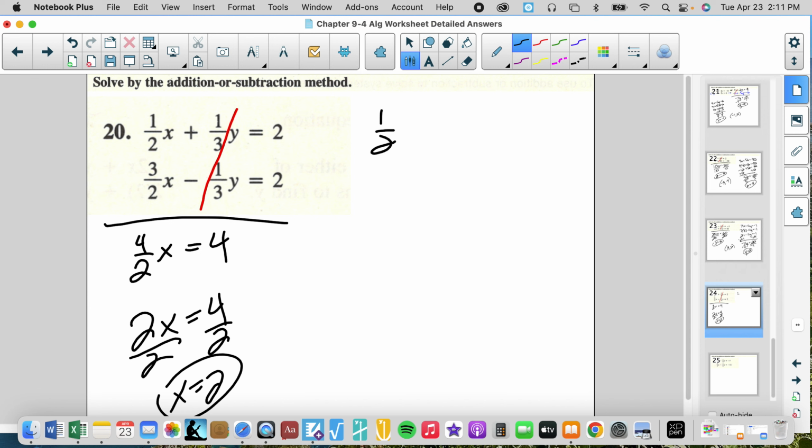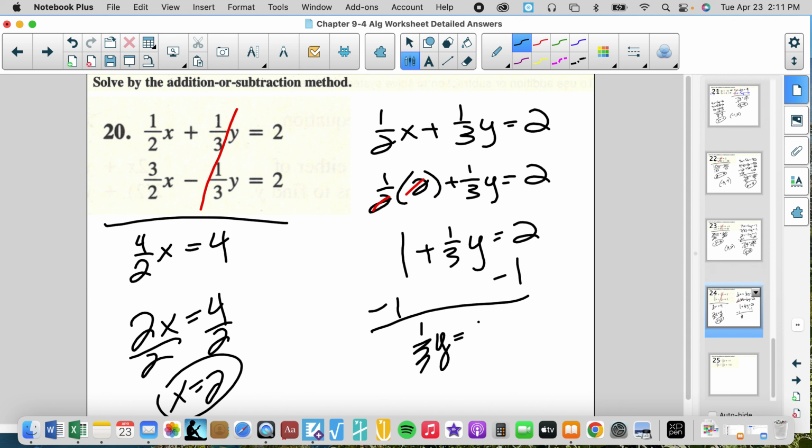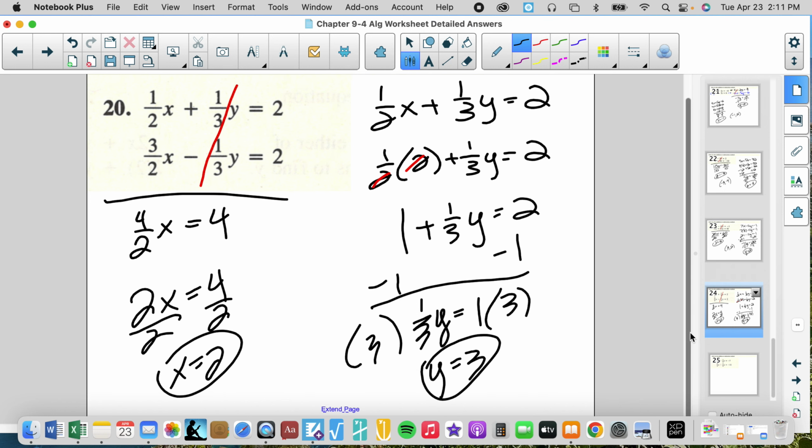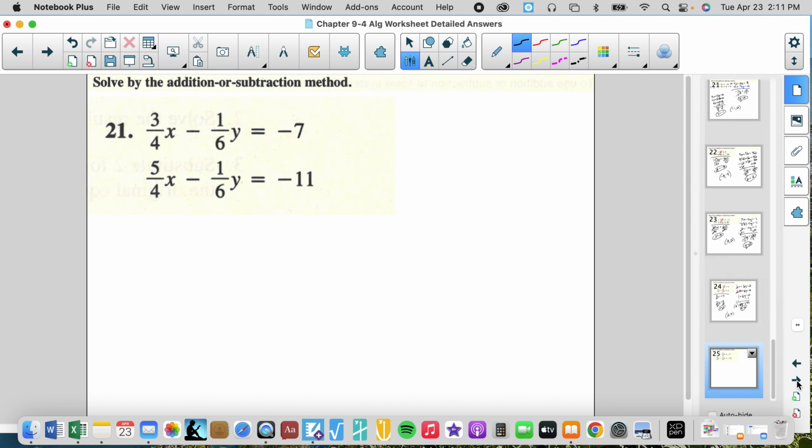And now we'll take a, that doesn't matter. Let's do 1/2 x plus 1/3 y equals 2. Let's plug in 1/2 times 2 plus 1/3 y equals 2. Denominator, numerator, we're left with 1 plus 1/3 y equals 2. Let's subtract 1. 1/3 y equals 1. Let's multiply by the reciprocal, which is 3. y equals 3. So we get two whole numbers, 2, 3. Didn't make it harder, didn't make it worse.